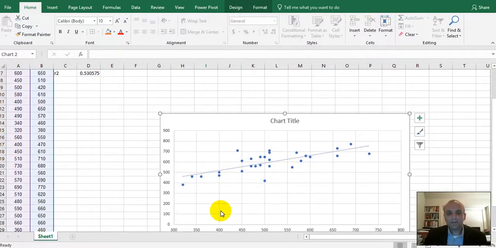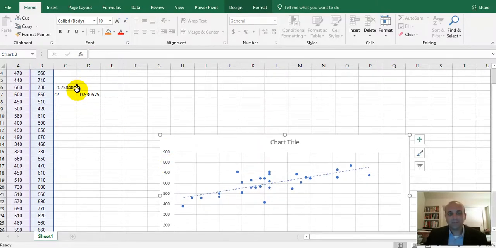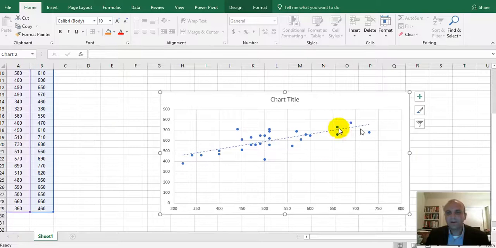This is how you would interpret it. An increase from 400 to 450 would increase by that much. So you see it go right, that's an increase. It goes up, that's an increase. That's a positive relationship right there. That's a positive value, and that's correct.